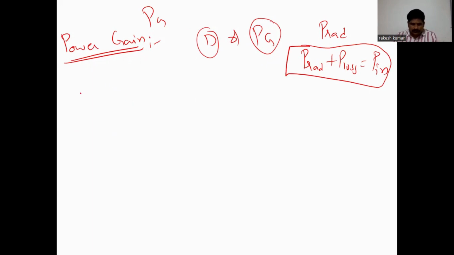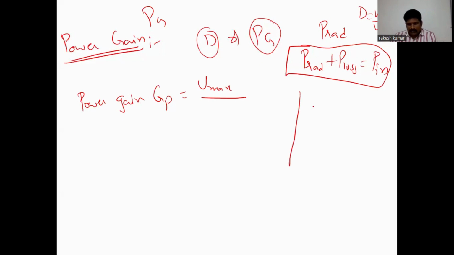The power gain formula, GP is equal to... so we know the formula for the directivity. D is equal to U max by U average. Okay, U max by U average. What is the formula for the U average? You have already derived, U average is equal to P radiated by 4 pi.